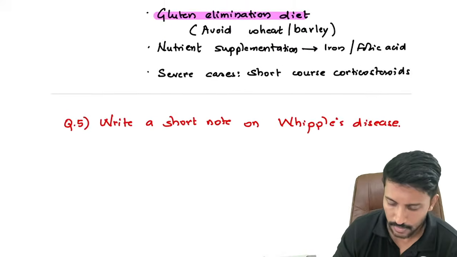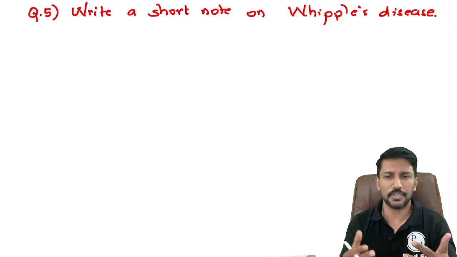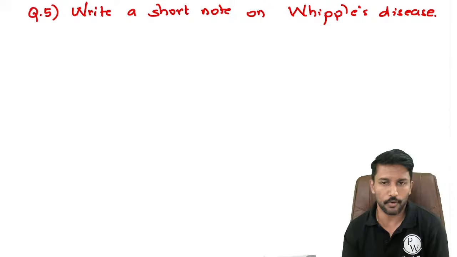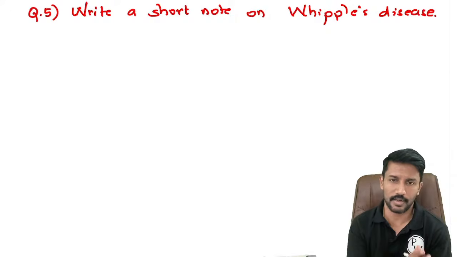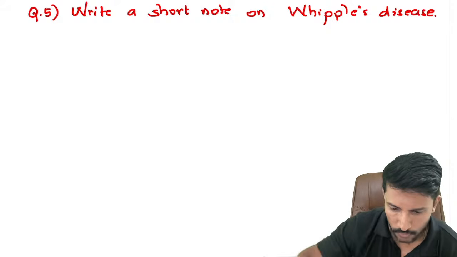Okay. Now, the next question is on Whipple disease, which is a continuation of the question from celiac disease. Celiac disease and Whipple disease combined can be made for a 10 marks question, or celiac disease alone can be a 5 or 7 mark question. Okay.